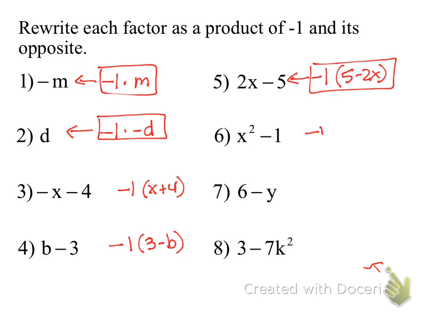What would the next one be if I need to flip it around? Negative 1 times 1 minus x squared. Okay, next one, Noah. It would be negative 1 times y minus 6. Good. Next one, Julia. Negative 1 times 7a. Perfect. You get the idea? So if you need to flip something, just rewrite it like this when you're factoring.